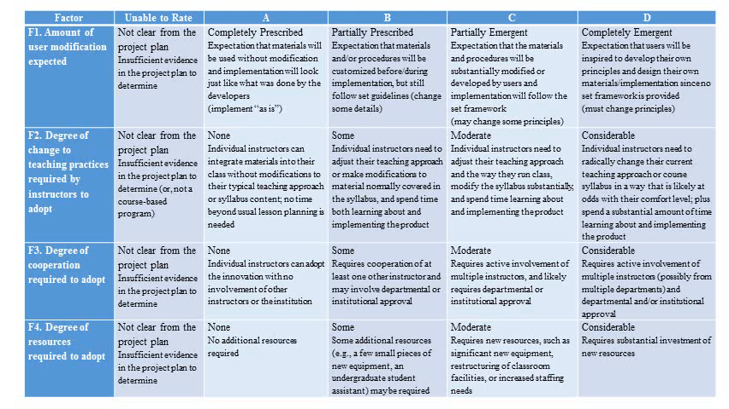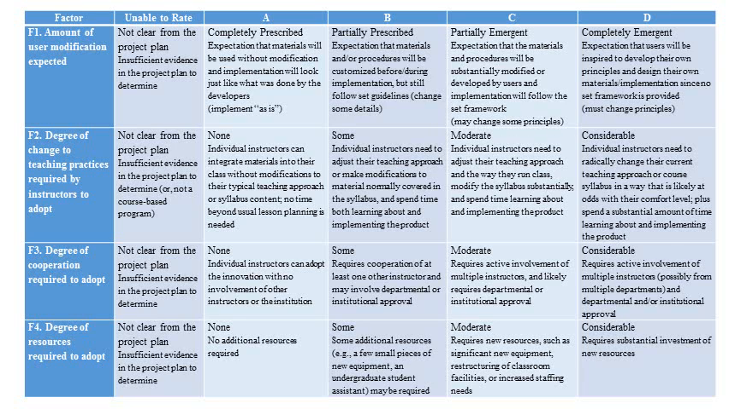So in walking you through this part of the rubric or the instrument, you'll notice the first column is unable to rate. So if you're not quite sure from what you've read in the summary or in a proposal, that would be what you would mark. And this was not an uncommon experience for us in rating proposals. It wasn't always clear from the project descriptions what the developers really expected adopters to do.